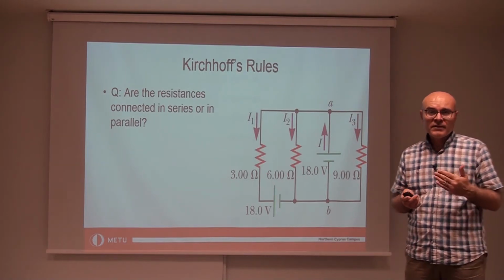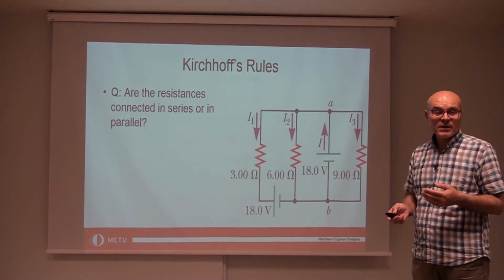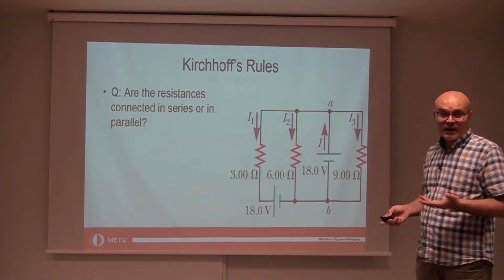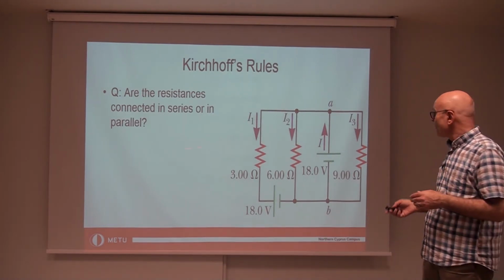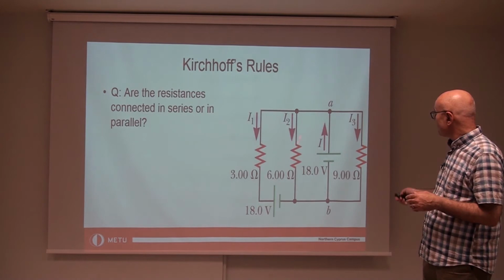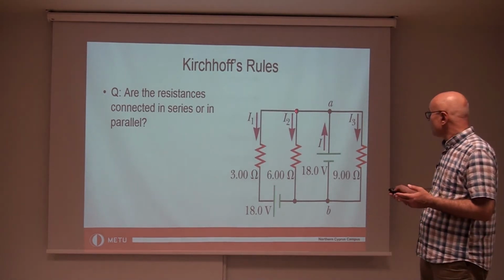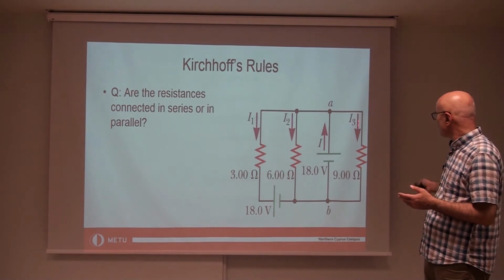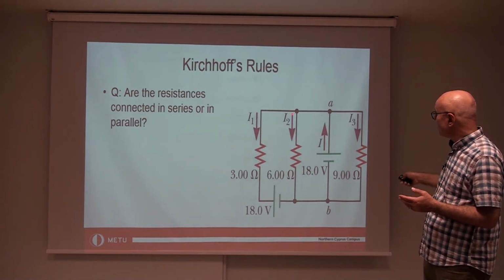If you look carefully, you might be tempted to say, well, these are all connected in parallel because they are drawn parallel to each other. But of course, a closer look tells us this is not true. It's true that this resistor, the 6 ohm resistor and the 9 ohm resistor, are connected in parallel because the potential difference between these 2 points and these 2 points is the same. That's true.